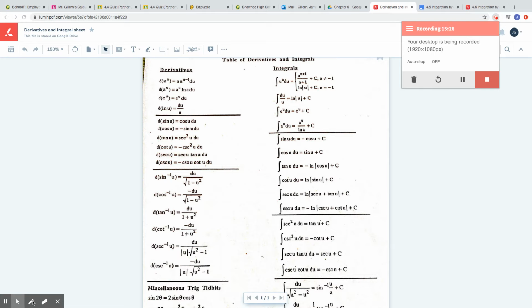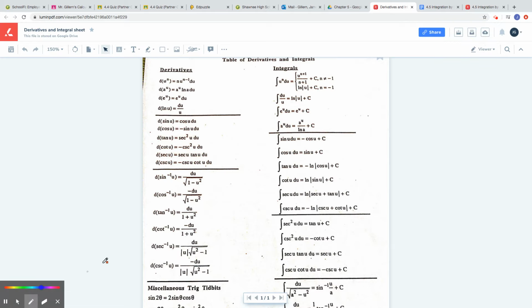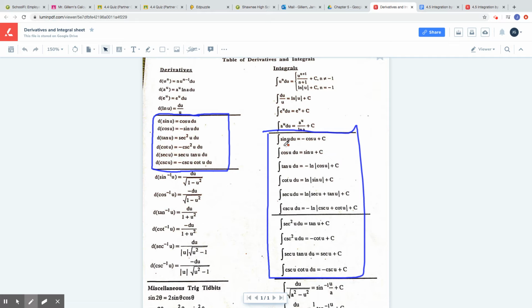All right, so this is what the formula sheet's going to look like, okay? And the part that you guys are concerned with, the derivatives are on the left side, integral stuff's all on the right. This right here, for right now, is what you guys are concerned with. Look, derivative of sine, cosine, derivative of cosine, negative sine, tangent, secant squared, cotangent, negative cosecant, secant, secant u tangent u, cosecant is negative cosecant cotangent, all right? On this side, you are concerned with these parts, not all of them.